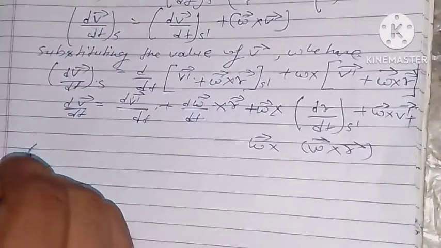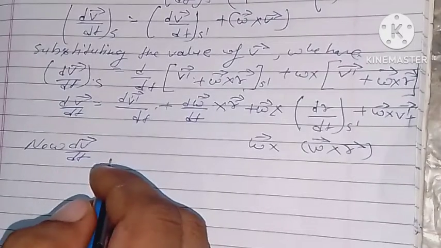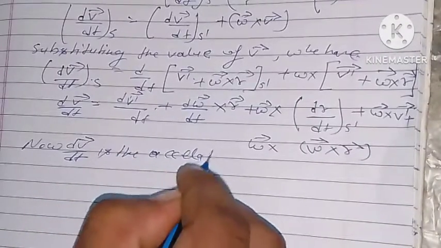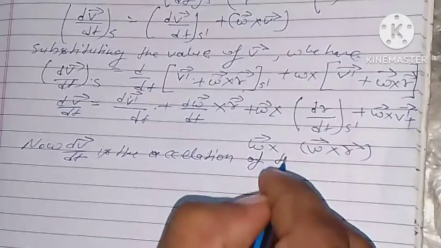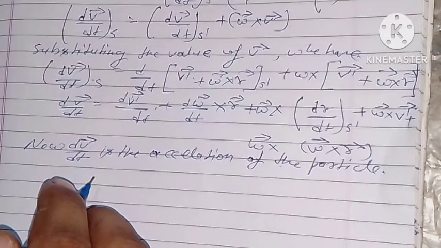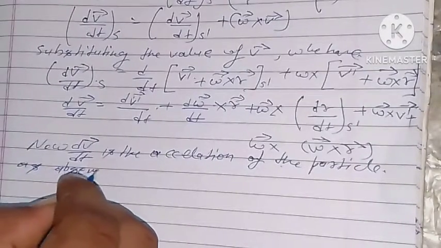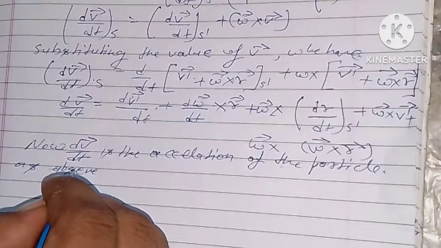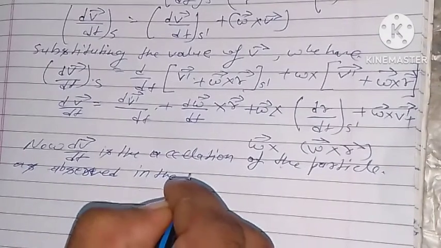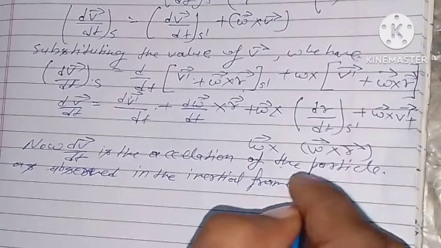Now d vector v upon dt is the acceleration of the particle as observed in the inertial frame S.